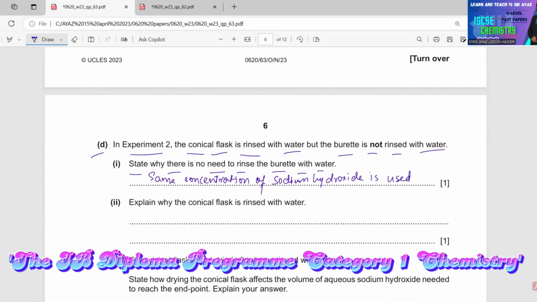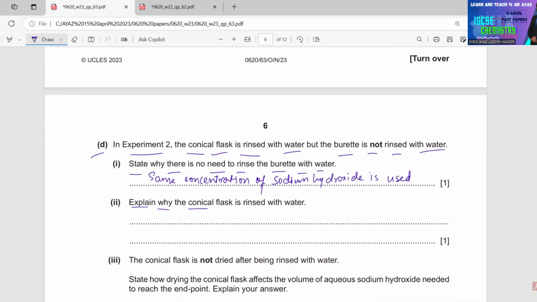Part 2. Explain why the conical flask is rinsed with water. Now, the purpose is to remove the impurities.